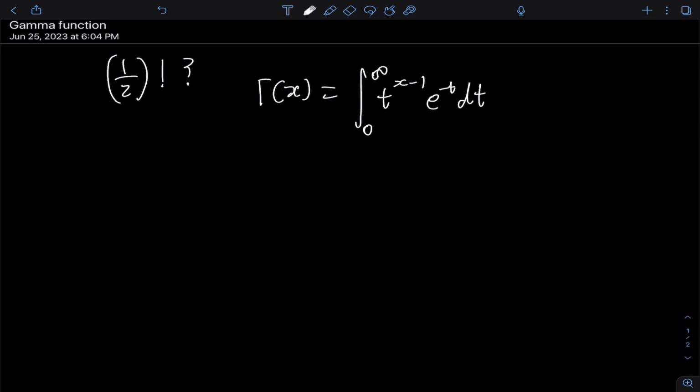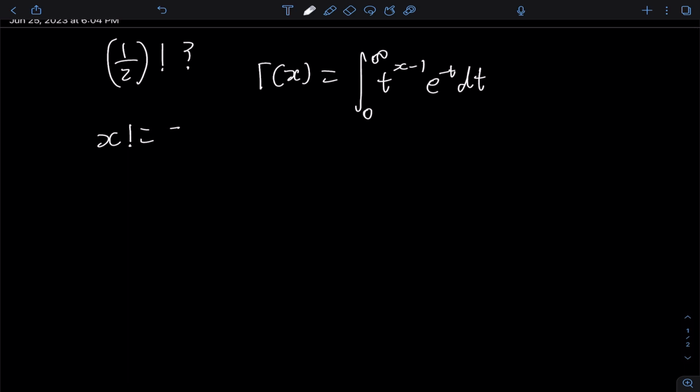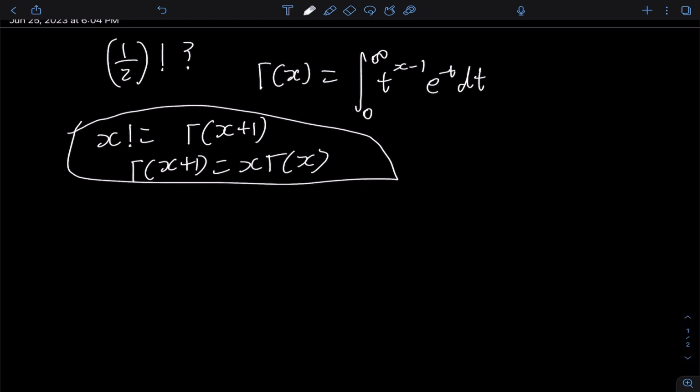And how does this relate to factorials? Well, actually, if we have some x factorial, that is actually equal to the gamma function of x plus 1. And another property that we know is that gamma of x plus 1 is equal to x times gamma of x. So with these properties in mind, we will be solving and figuring out what a 1/2 factorial is.